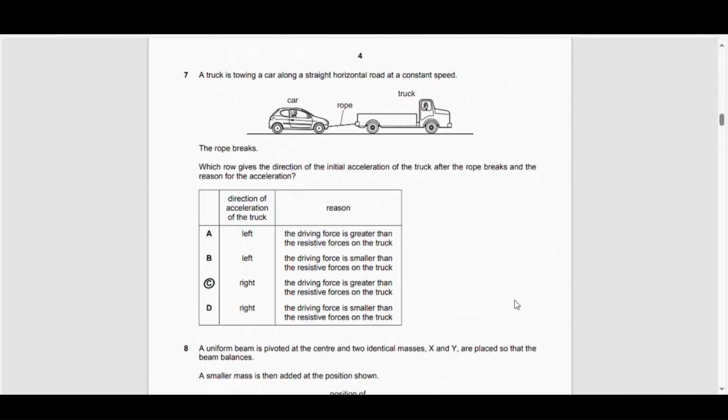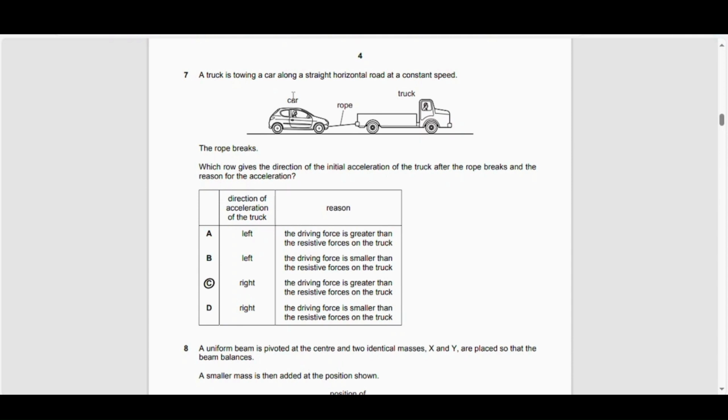So question 7, a truck is towing a car along a horizontal road at a constant speed. The rope breaks. Which arrow gives the direction of the initial acceleration of the truck after the rope breaks, and the reason for the acceleration? So clearly, the reason this system is moving forwards with a constant speed is because there is a driving force from within the truck. And it is being resisted, obviously, by things like air resistance, by the resistive forces between the tires and the road, as well as by this car. That's like a big load keeping the truck from moving faster.